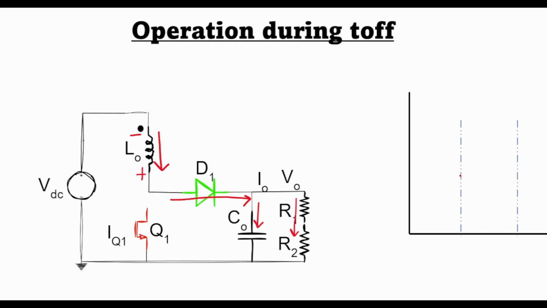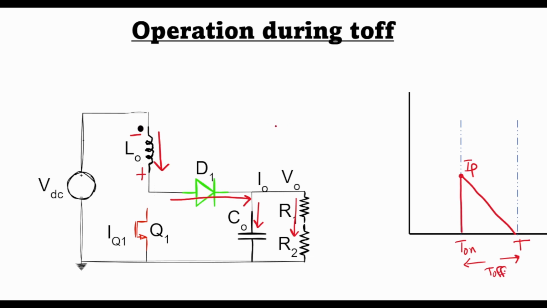Therefore, the current I peak, which was established during T on period, now decays linearly back to zero during this T off period. So this period is the T off period.